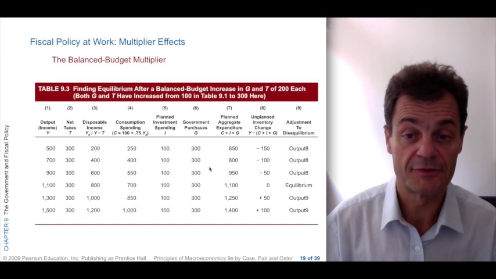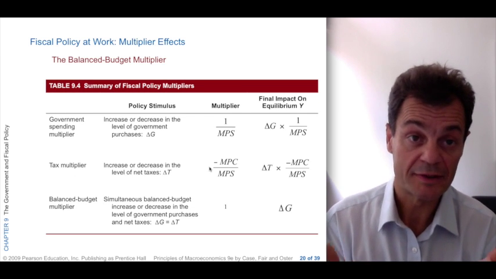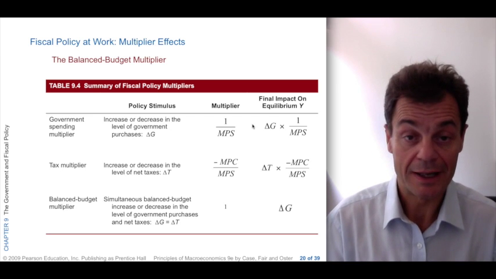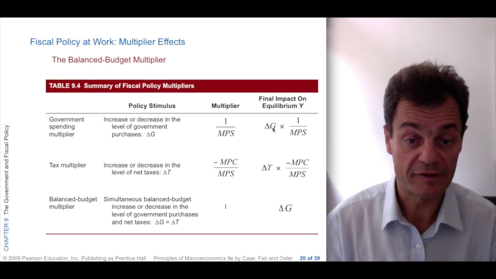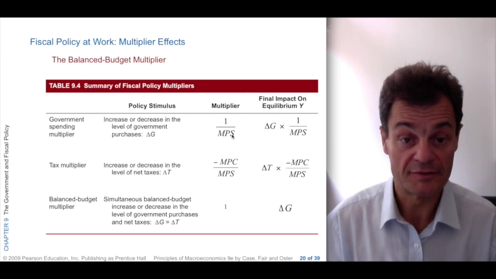We can summarize the 3 ways the government can interact on this table. Increasing government spending has a positive multiplying effect, and the multiplier is 1 divided by the marginal propensity to save.